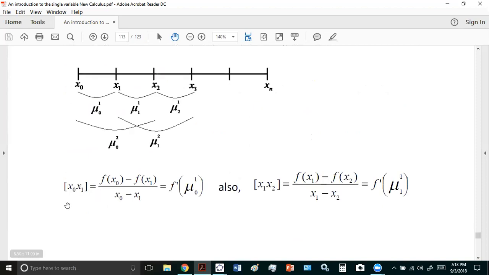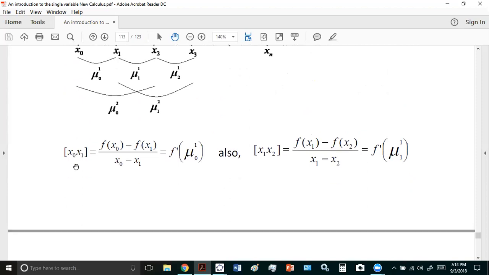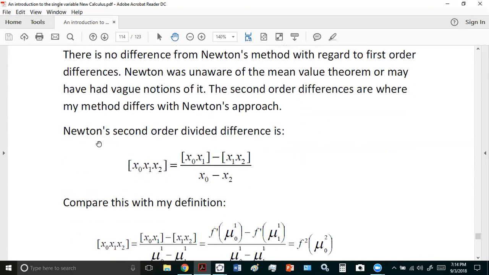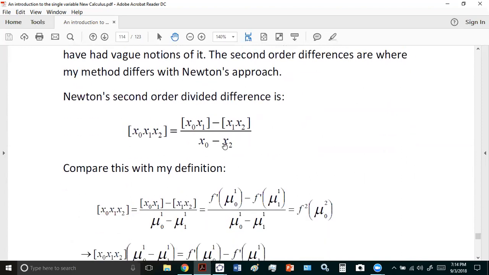Now, my first divided differences are the same as Newton's, and there's essentially no difference between his first order differences and mine. And so, for example, x sub 0 and x sub 1 is equal to this, and it's equal to this in my new calculus, and also this in my new calculus. That's x sub 1, x sub 2 divided finite difference. Now, Newton's second order divided difference is where I branch. And basically, Newton didn't really use the mean any longer in his second order difference.